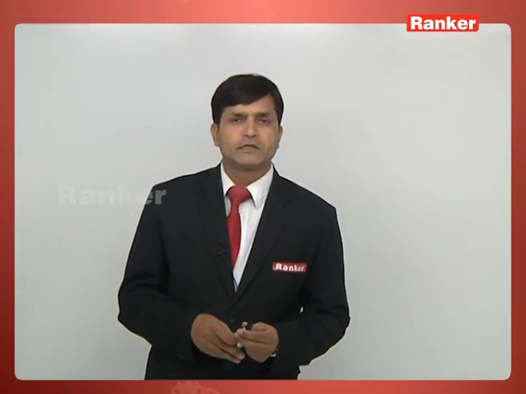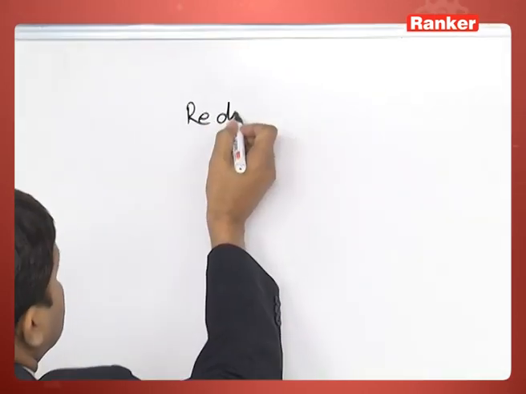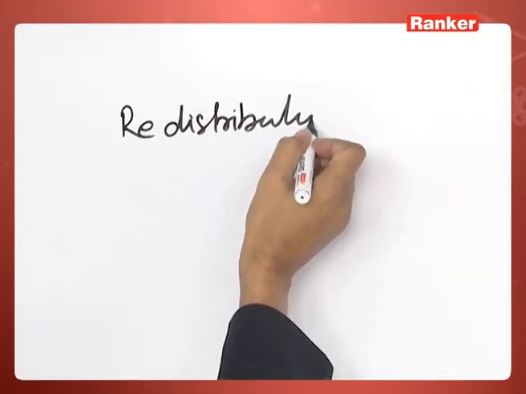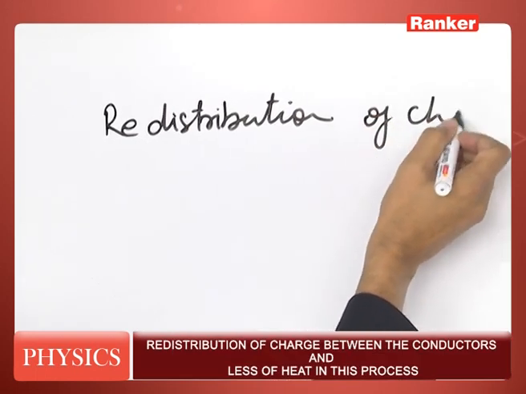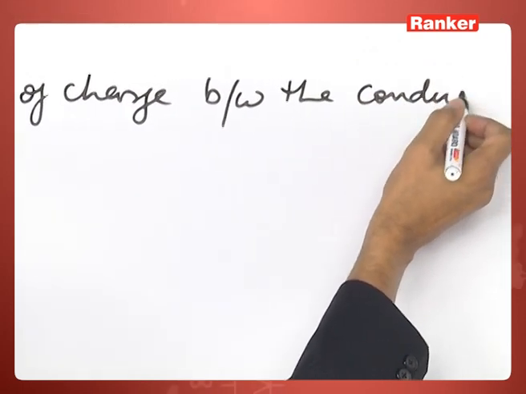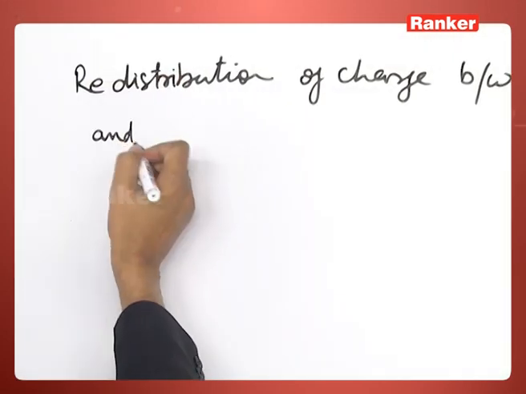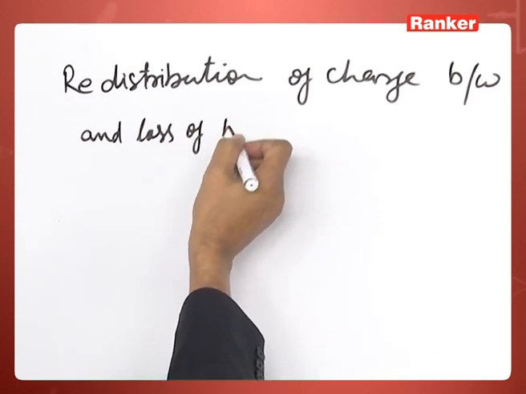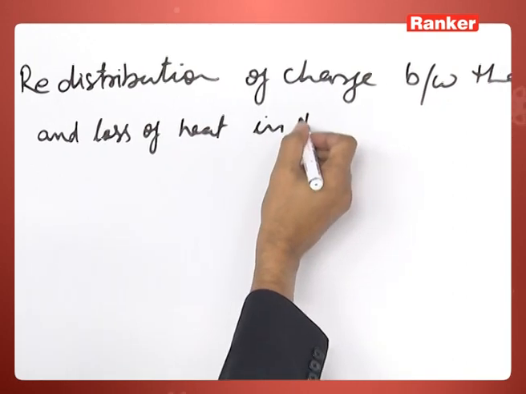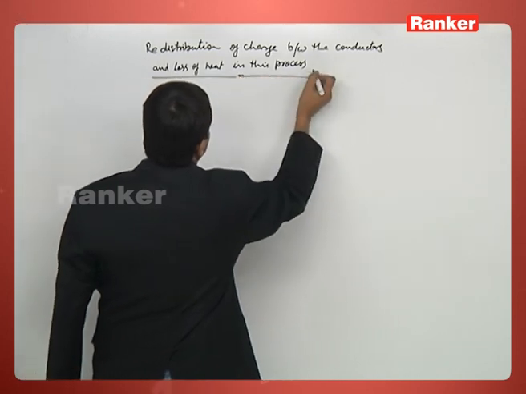Now come to the next point: redistribution of charge between the conductors, and loss of energy, or loss of heat, during this process of redistribution of charge.